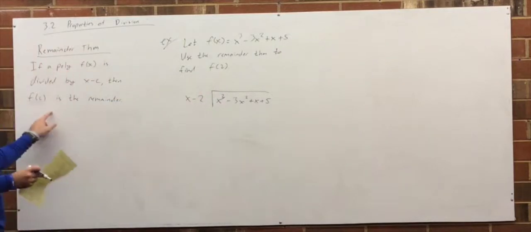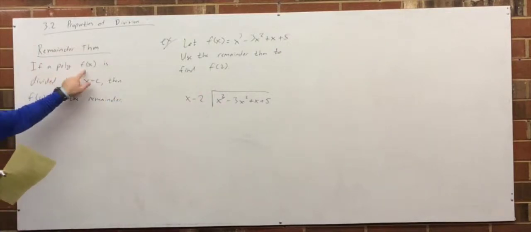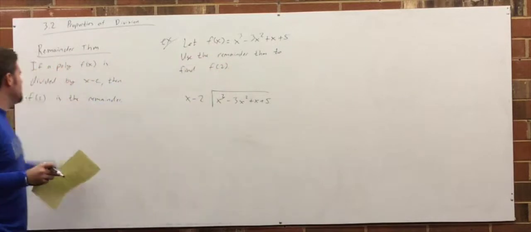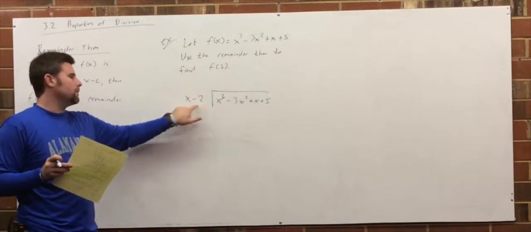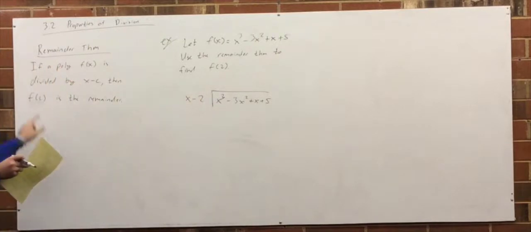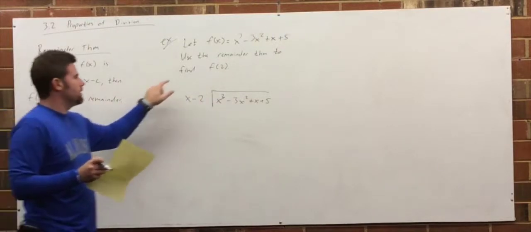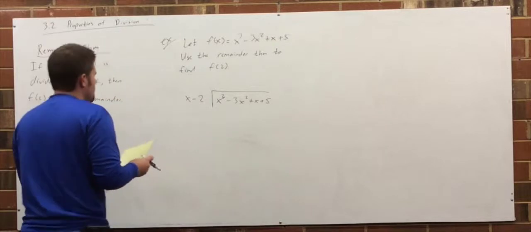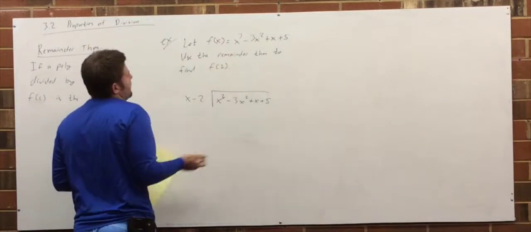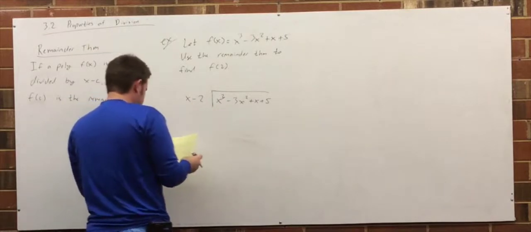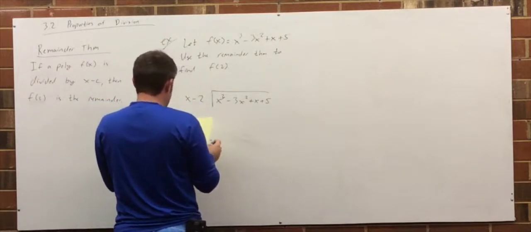Now let's go back and read it again. Polynomial f of x is divided by x minus c. So we have our x minus 2, and in this case the 2 is the c. Then f of c is the remainder. Alright? So obviously we could just plug 2 in and find that, but this is an example of using the remainder theorem. Alright?